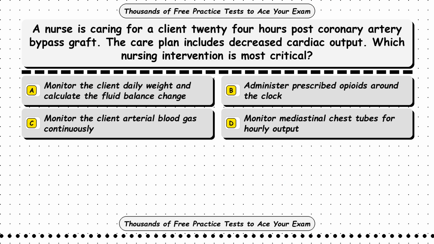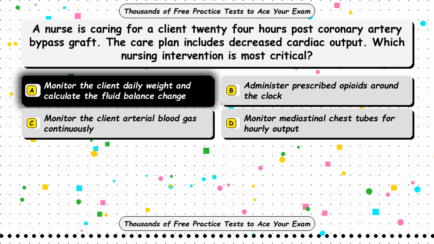Question 91. A nurse is caring for a client 24 hours post-coronary artery bypass graft. The care plan includes decreased cardiac output. Which nursing intervention is most critical? Option A. Monitor the client's daily weight and calculate the fluid balance change. Option B. Administer prescribed opioids around the clock. Option C. Monitor the client's arterial blood gas continuously. Option D. Monitor mediastinal chest tubes for hourly output.